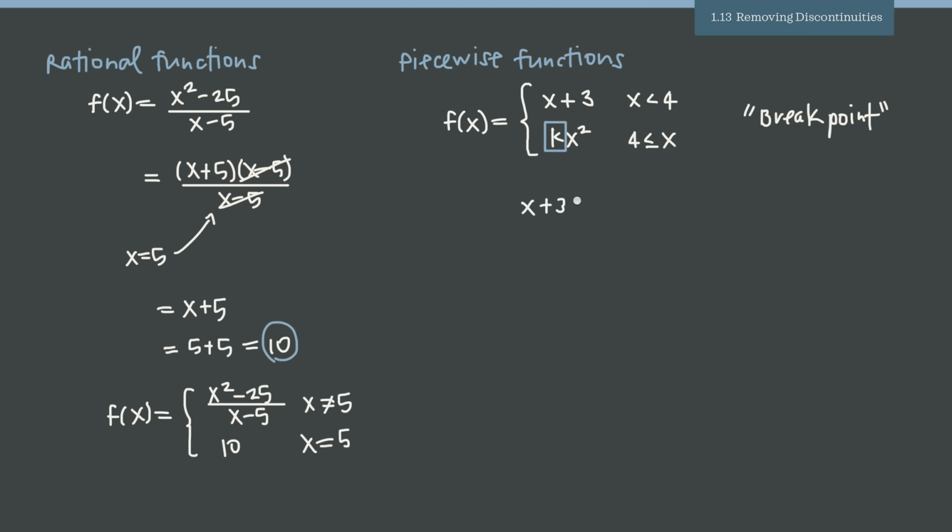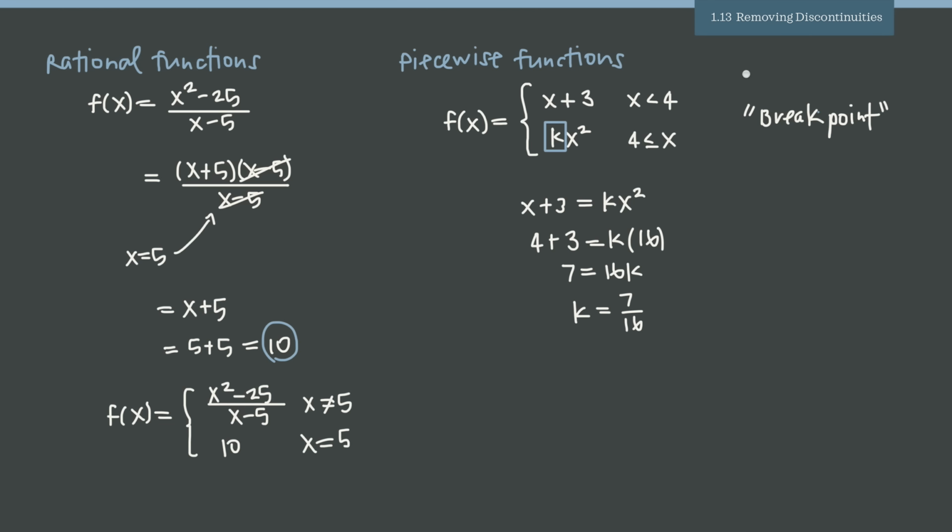So we say x plus 3 is equal to kx squared. And then from here, we need to use the breakpoint value in order to substitute for x. So because the breakpoint is x equals 4, we'll plug 4 in for x. So we'll get 4 plus 3 equals k times 16, because 4 squared is 16. So we get 7 equals 16k, and if we divide both sides by 16, we get k equals 7 over 16.